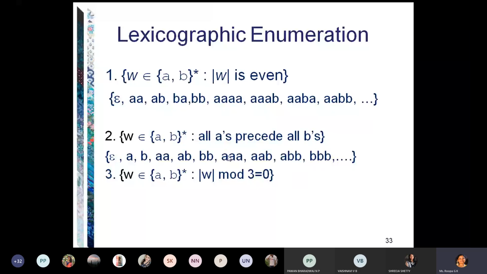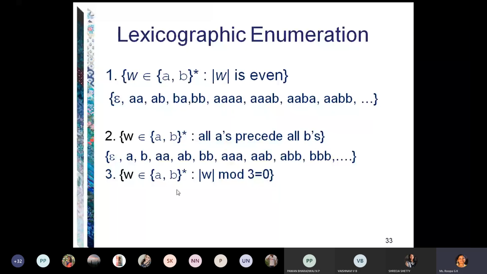Are you following, students? Lexicographic enumeration. First you have to consider string length, later lexicographic order. Here string length 3, which is the first string? All 3 A's. Okay, then AAB. Here this is fine: 2 A's are followed by 1 B. Next, ABA we cannot have because all A's must precede all B's. So the next string will be ABB. Then comes BBB. Okay, next, etc. String length 4.